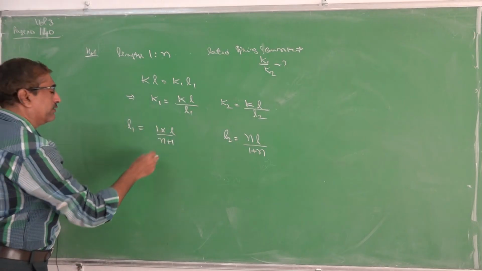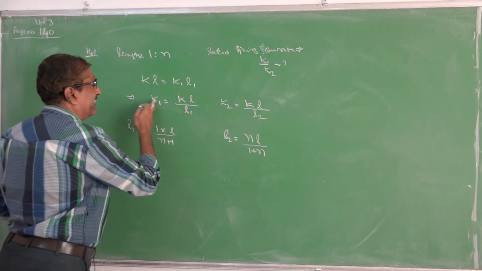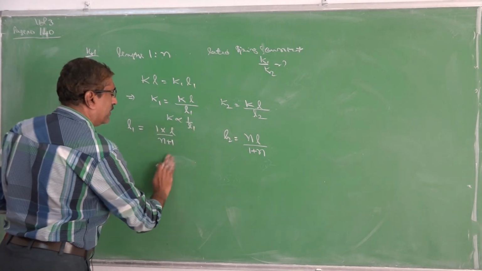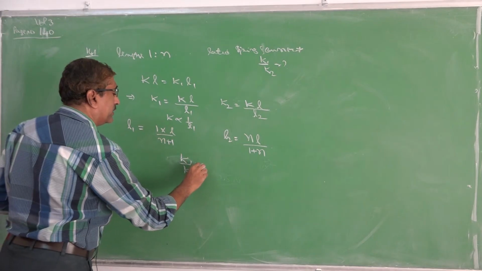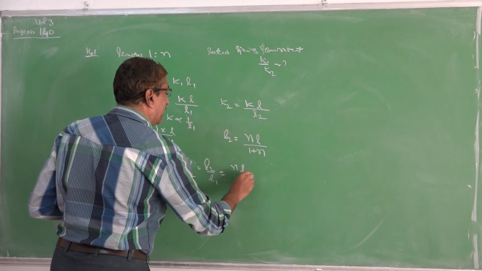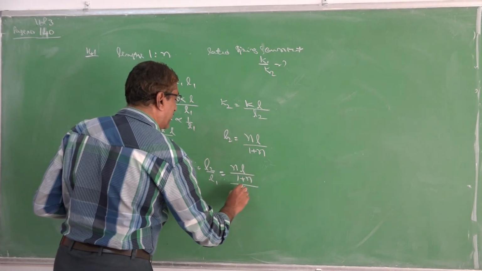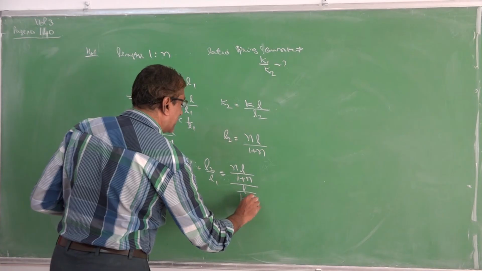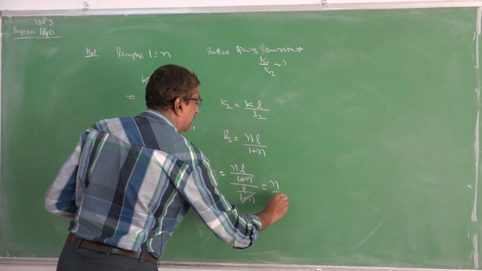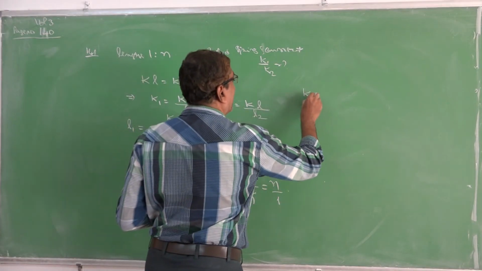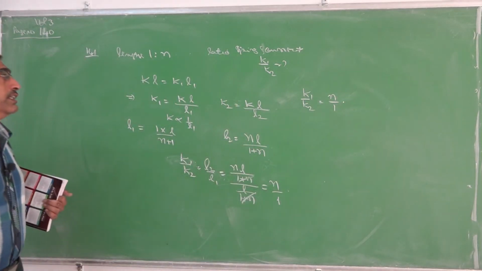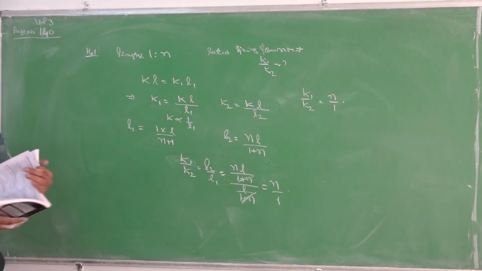Now substituting in this equation, or we can directly write K1 by K2. K1 is inversely proportional to L1. So K1 by K2 is equal to L2 by L1. That is, L2 is nL by (1 plus n), divided by L by (1 plus n). So 1 plus n will get cancelled, that is n by 1. That means K1 by K2 are in the ratio n is to 1.